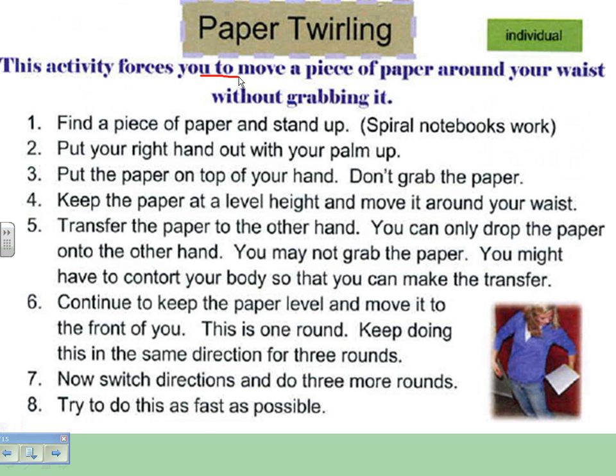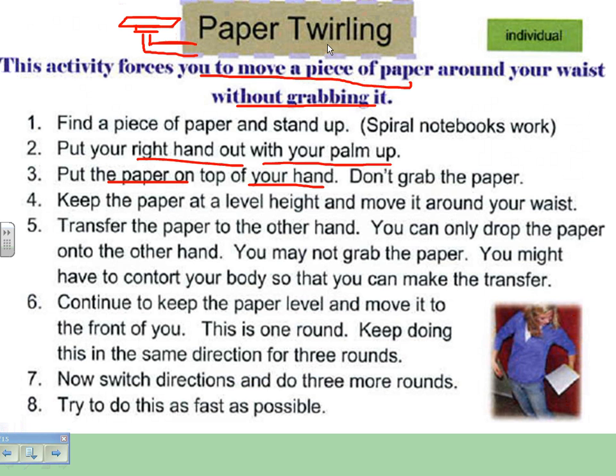So the idea is you're going to move a piece of paper around your waist without grabbing it. You're going to carry it like a tray of dishes. You'll have your paper, you'll have your hand, and you're just going to hold that piece of paper out flat, without holding on to it. So there's you holding a piece of paper. So find a piece of paper and stand up. Don't stand up yet. Let's read through all this first so everybody understands. Put your right hand out and your palm up. Put the paper on top of your hand. Okay, we're not doing this yet. Just wait. We're reading it. I know you're excited, but just hold on.